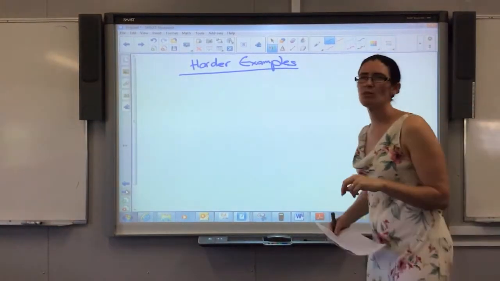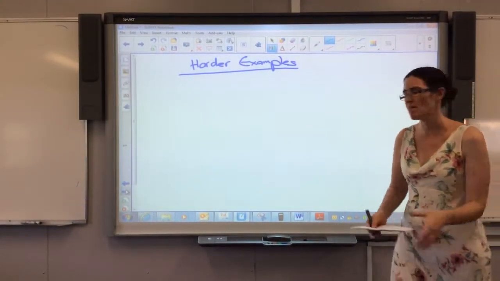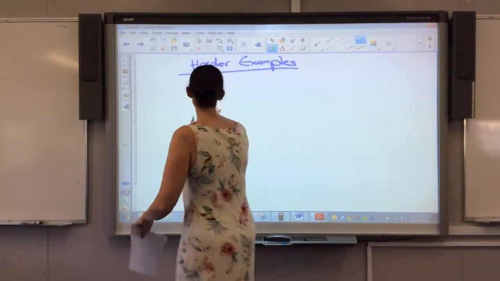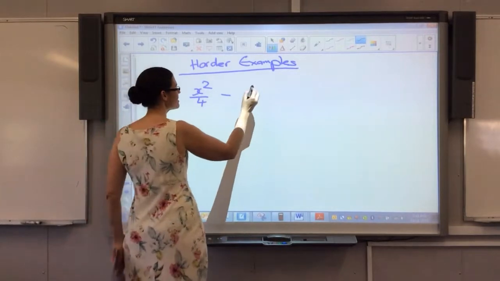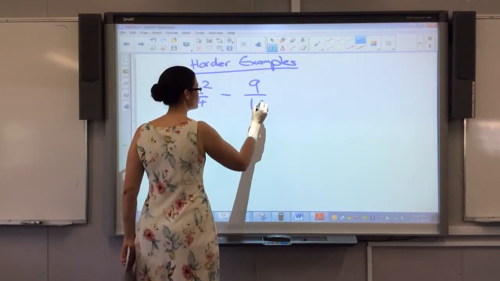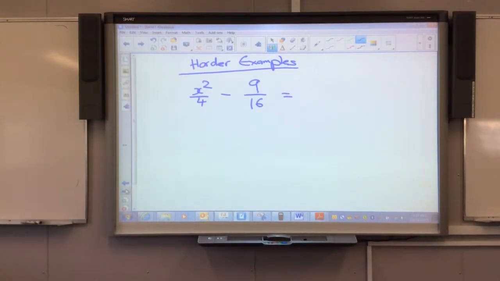There's two examples I want you to look at. The first one is what happens if you have a fraction in there. So for example, I might have x squared on 4 minus 9 on 16. It looks really horrendous, but it's really not that bad.